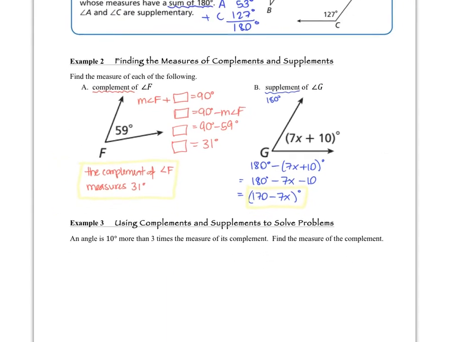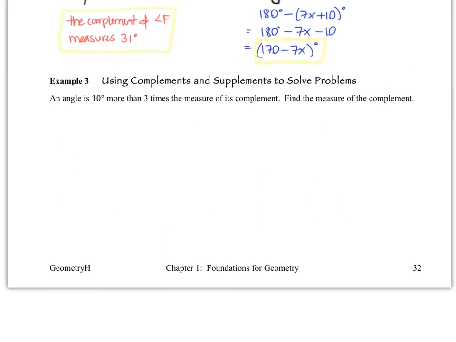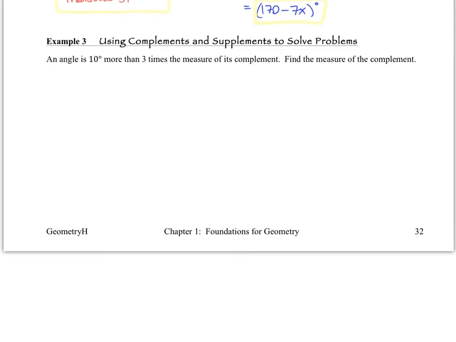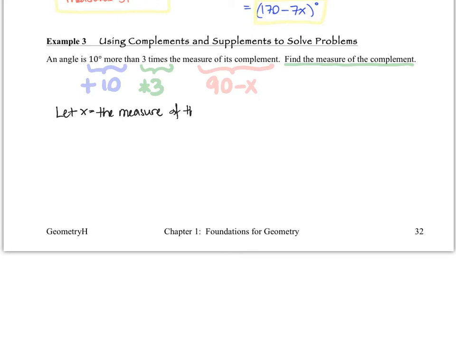The next example we have to read carefully. It's a little bit more involved. Let's read it together and then we can start piecing it together. So it says we're looking for the measure of an angle that is 10 more than 3 times the measure of its complement. We want to find the measure of the complement. So I'm going to start out by deciding to use x as the measure of the angle. And that means that the complement is going to be 90 minus x, which is what I've written right here.